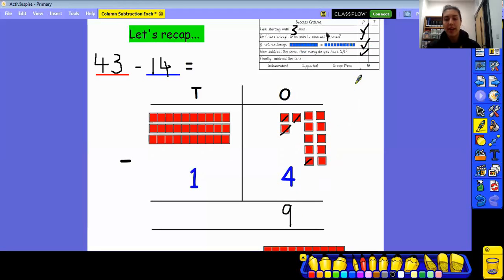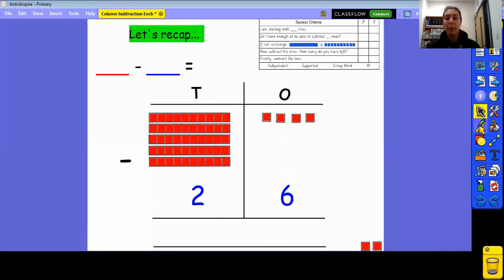And now that I've worked out how many 1s I have left, I can finally subtract my 10s. So I'm starting with 3 10s, and I'm going to subtract one of those 10s, and that leaves me with 2 10s. So 43 take away 14 equals 29. Well done.